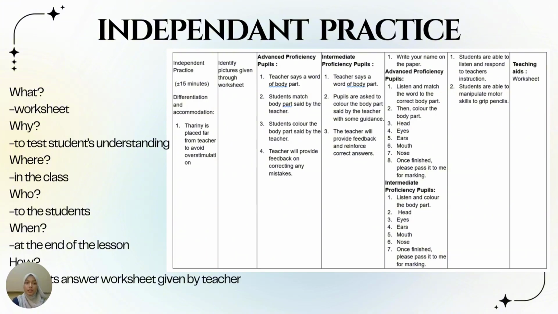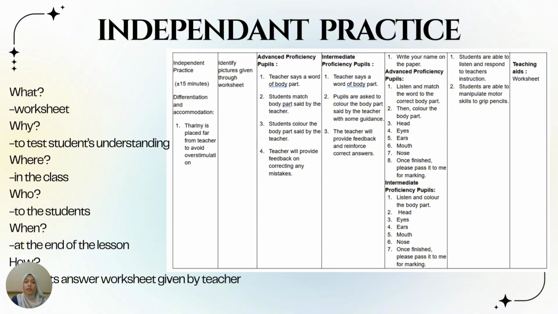Next, we have independent practice. So, the activity that I put in my lesson plan during the independent practice stage is that students should do their worksheet. Why do I provide a worksheet to them? It is to test students' understanding about today's lesson. This activity is conducted in the class at the end of the lesson. How do students carry out this activity? Students answer the worksheet given by the teacher.